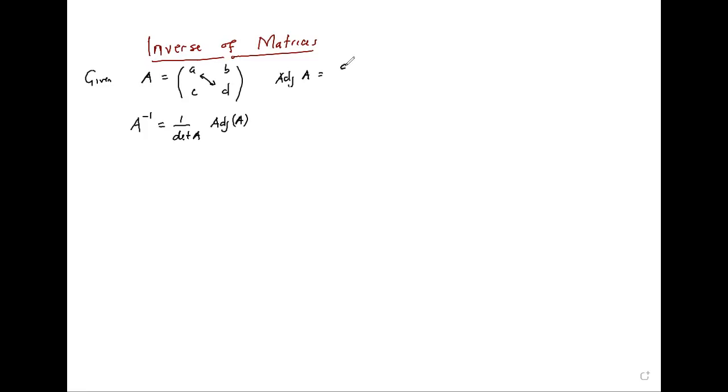So you switch D and A, and then you change the signs of the minor diagonal. So minus B, minus C. So this becomes the adjoint that you pick and plug here.